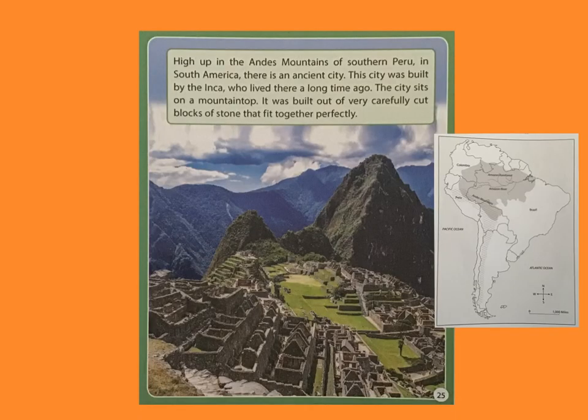High up in the Andes Mountains of southern Peru and South America, there is an ancient city. This city, seen here, was built by the Inca, who lived there a long time ago. The city sits on a mountaintop. It was built out of very carefully cut blocks of stone that fit together perfectly. So here's a picture of the ancient city. It's pretty cool, right? The name of the ancient city in Peru is called Machu Picchu.